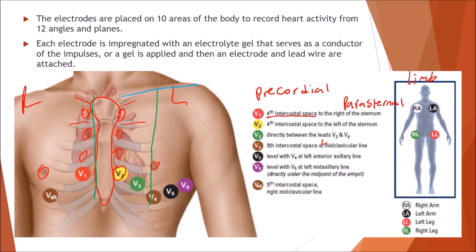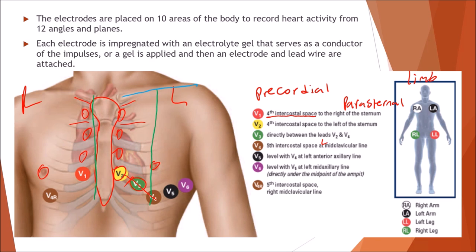Once we know that V4 goes on the fifth intercostal space, left midclavicular line, then we place V3 in between V2 and V4. So V3 doesn't have a specific place, it just goes between V2 and V4. Now V5.